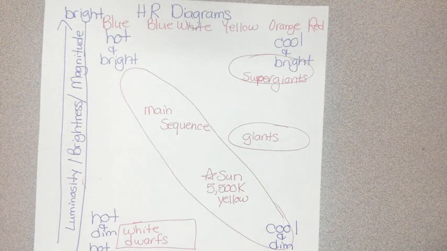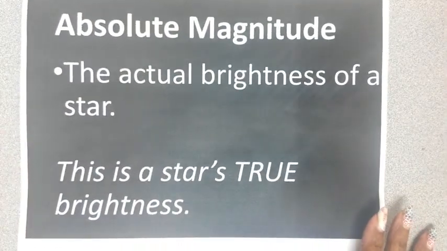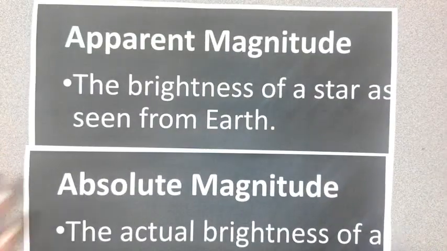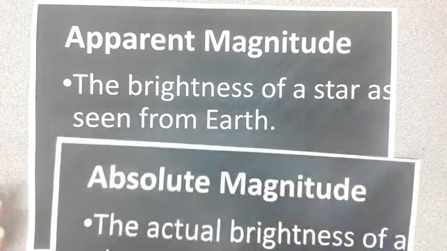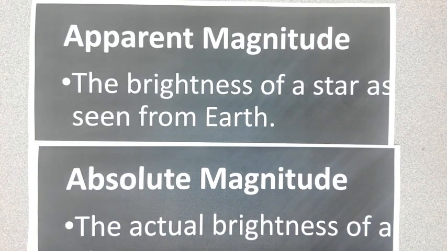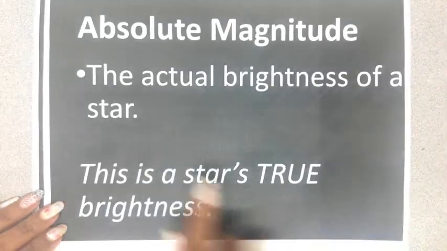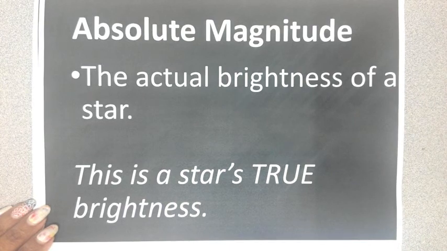All right, and the last thing that I'm going to go over that you'll need to know for your test is apparent and absolute magnitude, which is the last topic that we discussed and did practice on last week. All righty, so let's start with apparent magnitude. So apparent magnitude is the brightness of a star as seen from Earth. So this is how we see it. Absolute magnitude is the actual, the actual brightness of a star's true brightness.